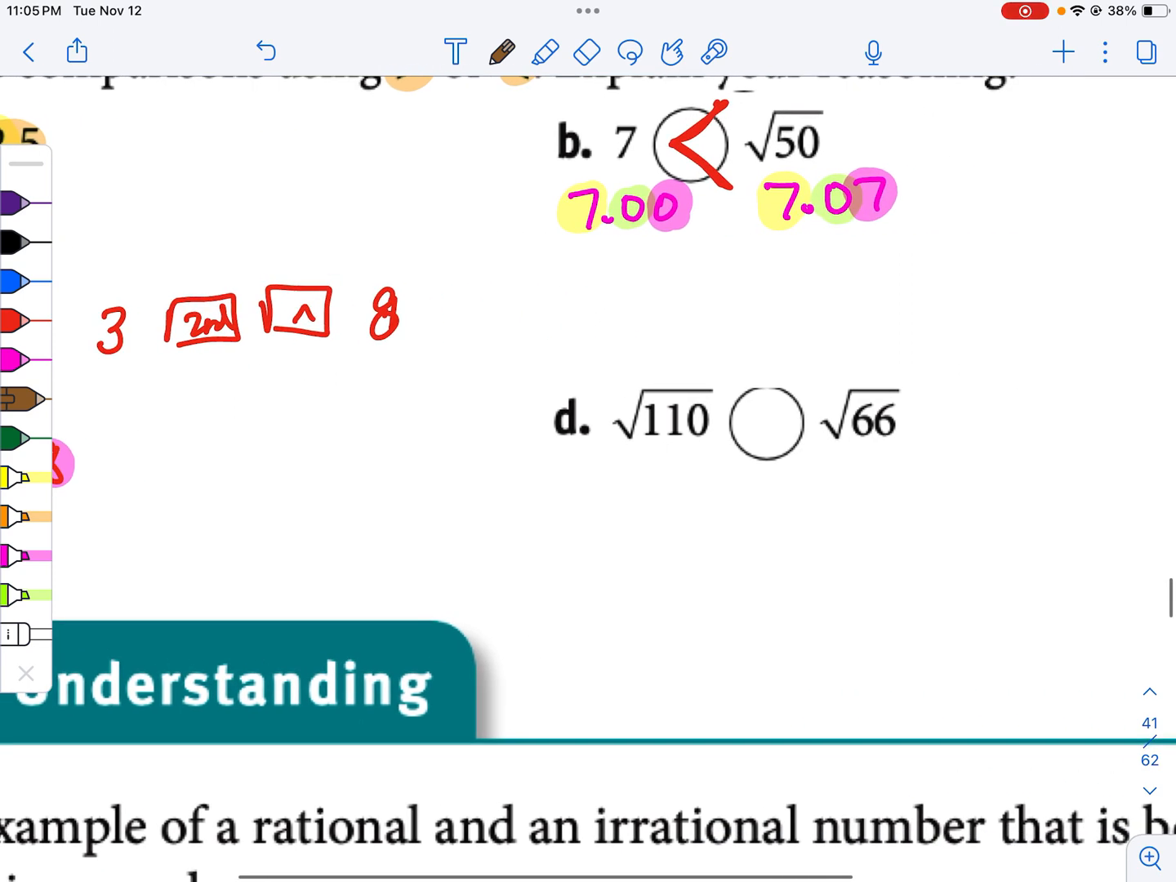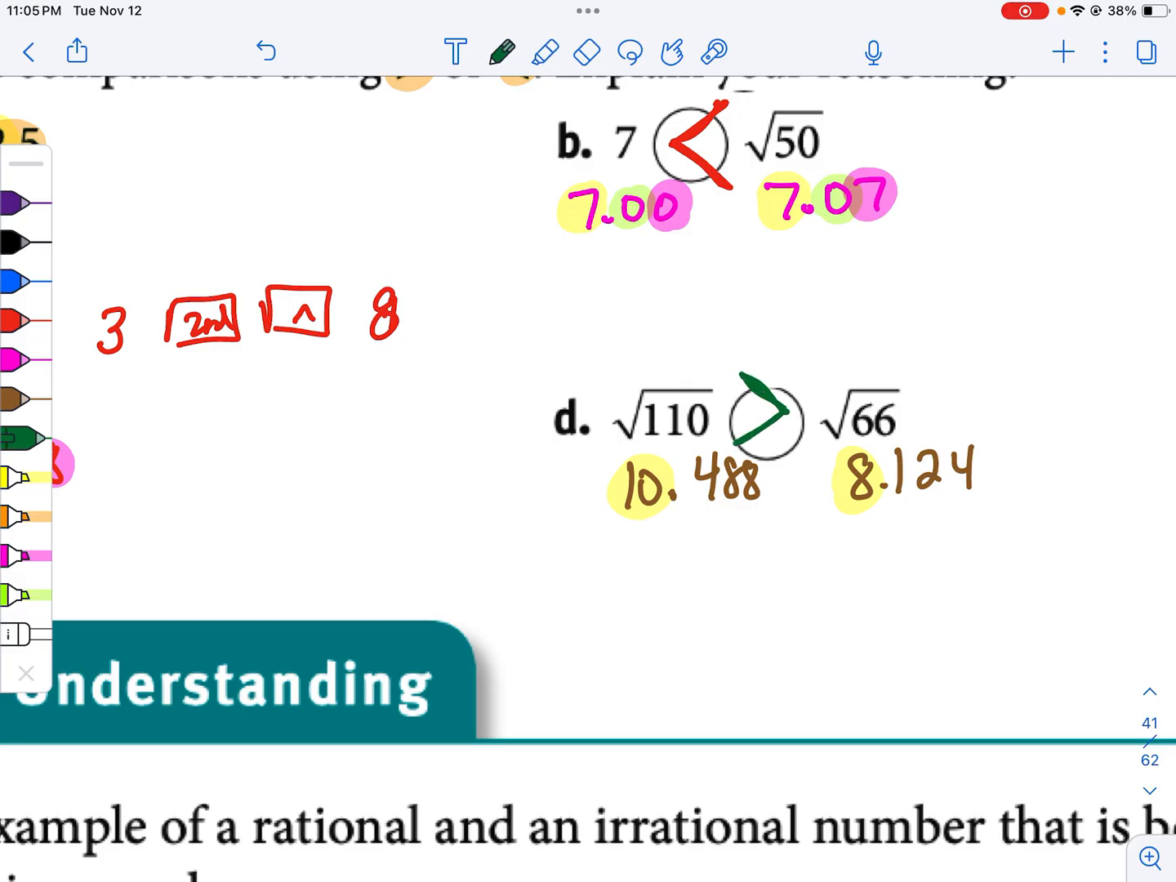All right, last problem involves 2 square roots. So we have to do square root of 110, which is 10.488. And then I have to do square root of 66, which is 8.124. And again, that's pretty easy. If I'm just looking at 10 and 8, I know that 10 is much bigger, so the alligator has to eat the larger number.